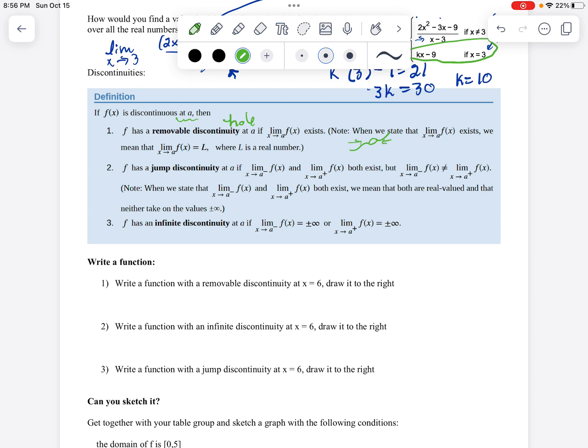It has a jump discontinuity if the limit from the left side and the limit from the right side both exist, but they don't match up. So from the left, we might be going to one y value, and to the right, we're going to another y value, but there's a gap. There's a jump. It doesn't match. And there's an infinite discontinuity if from the left side and from the right side, we go to infinity.